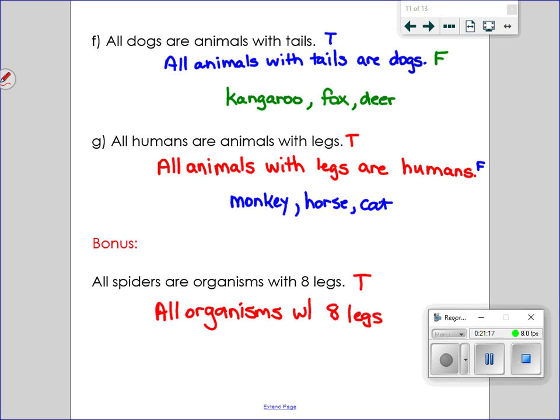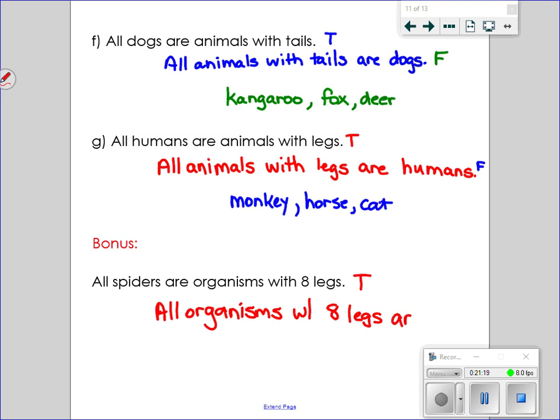Is that true? Can you think of an organism with 8 legs that is not a spider? How about an octopus? That would be a counterexample. That's an organism with 8 legs. It's not a spider.